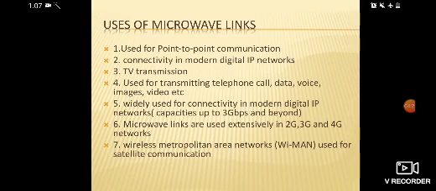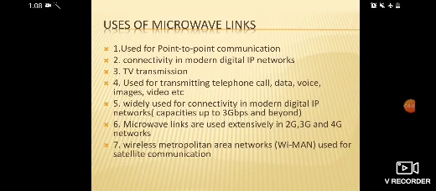These microwave links are used in 2G, 3G and 4G networks also. Not only 4G, nowadays we have 5G, and in 5G also we use microwave links. Whenever we use satellite communications, we mostly use microwave links for connectivity.